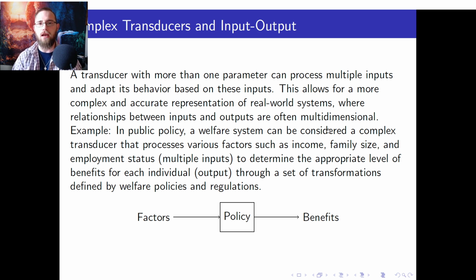So you can see that the set of transformations is defined by the policy, not just the inputs. The inputs are going to be the things that change that lead to the output, but the thing that defines what you'll get is the transducer, is the policy itself. And I think that's really important because a lot of people miss that when they're thinking about it.